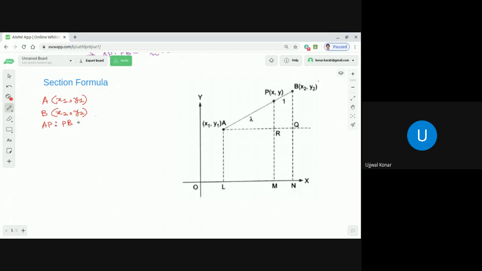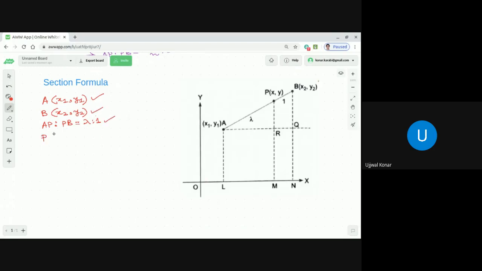AP is to PB is equal to lambda is to 1. That is also known to us. The value of lambda is given to us. And what we are going to find, dear students? We are going to find the coordinate of the point P. So this is given to us, this is given to us, this is given to us.